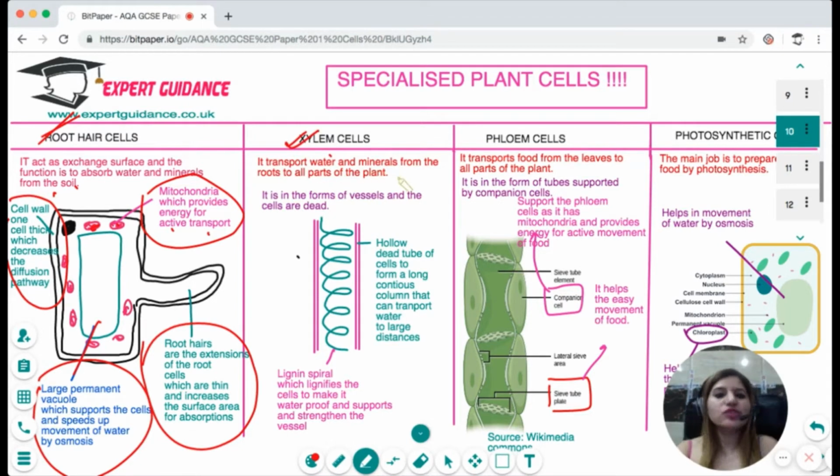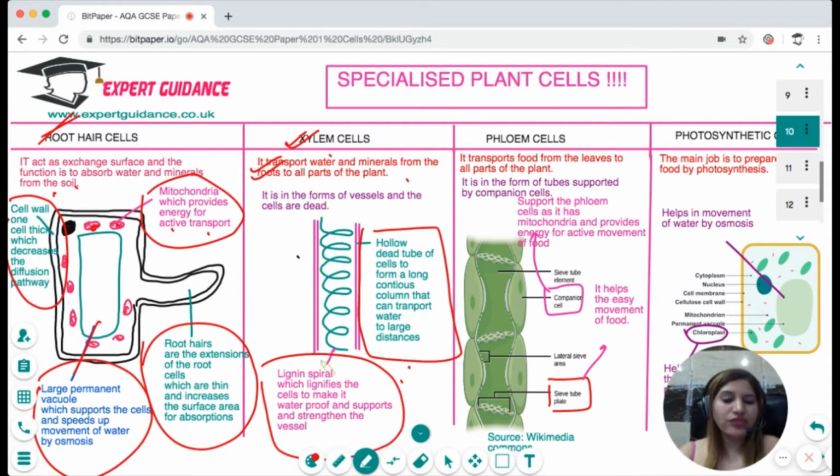It transports water and minerals from roots to all parts of the plant. Since it has to carry water over large distances, it has to form a long continuous column. The cells of the xylem are dead so that they can form a long continuous column which can transport water to large distances. Inside, you can see the lignin deposit. The lignin deposit makes it waterproof, makes the xylem column strong, and strengthens the xylem vessel.